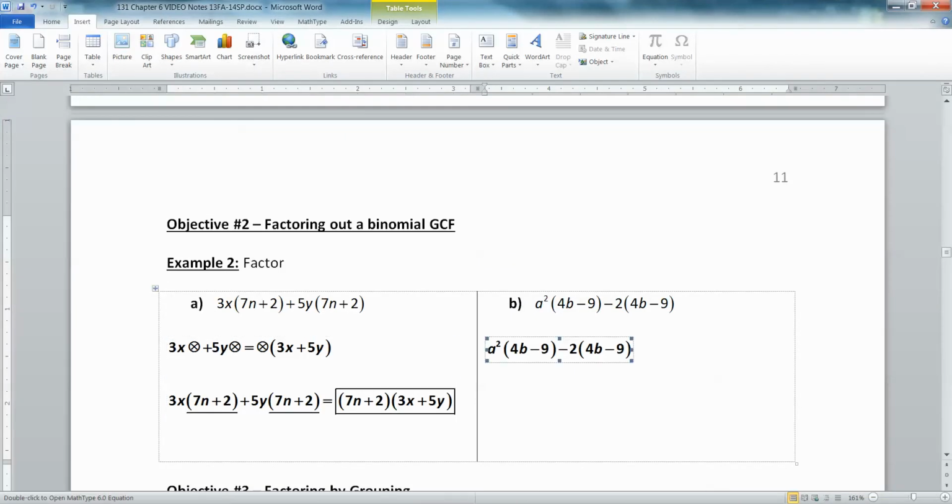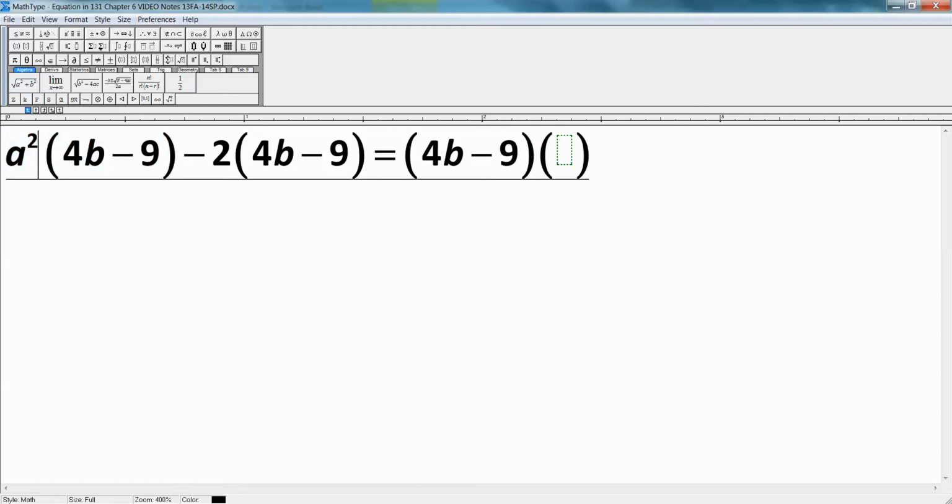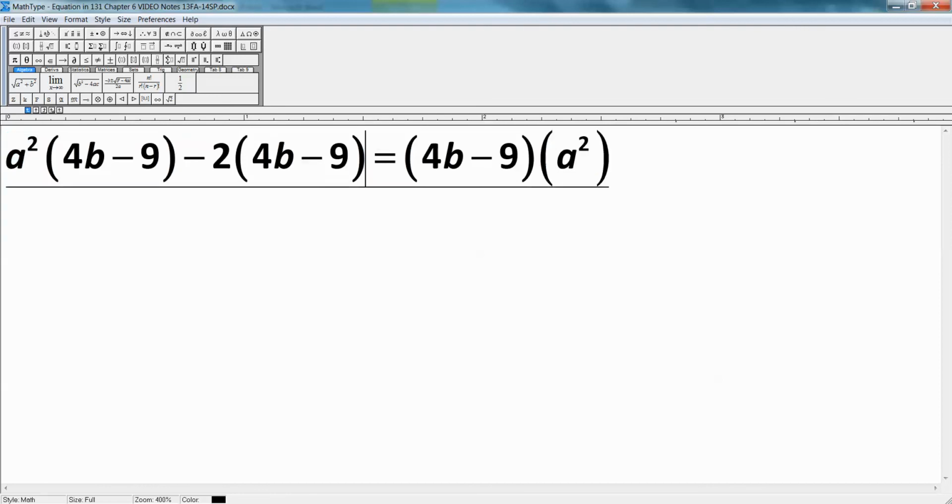Okay, so same thing over here for the next one. So they've got a squared times 4b minus 9, minus 2 times 4b minus 9. So you can see, hopefully, that they have 4b minus 9 in common. So if I factor it out, which is technically dividing, if I divide this first term by 4b minus 9, what's left? A squared. And then if I take away 4b minus 9 from the second term, they have minus 2 left. So minus 2. And you're done. It's as simple as that.